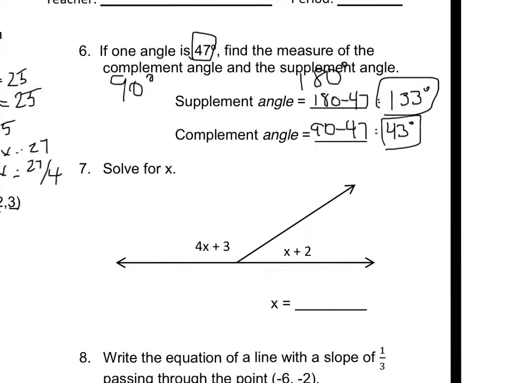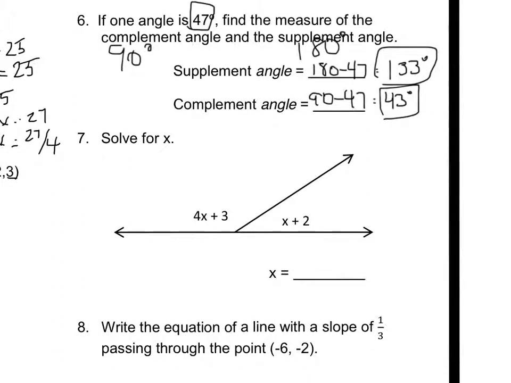Number 7, solve for x. So if I take a look at the picture, a lot of people that I've seen have set them equal to each other. But if I look at this angle on the left, it is clearly obtuse, and the angle on the right is clearly acute. So they cannot be equal. But what they do make is a straight angle, which is 180 degrees.